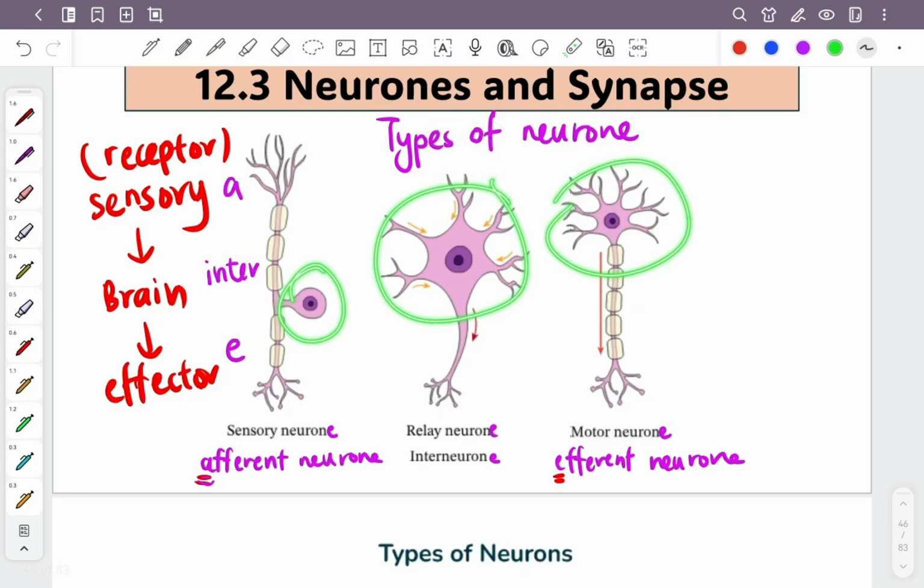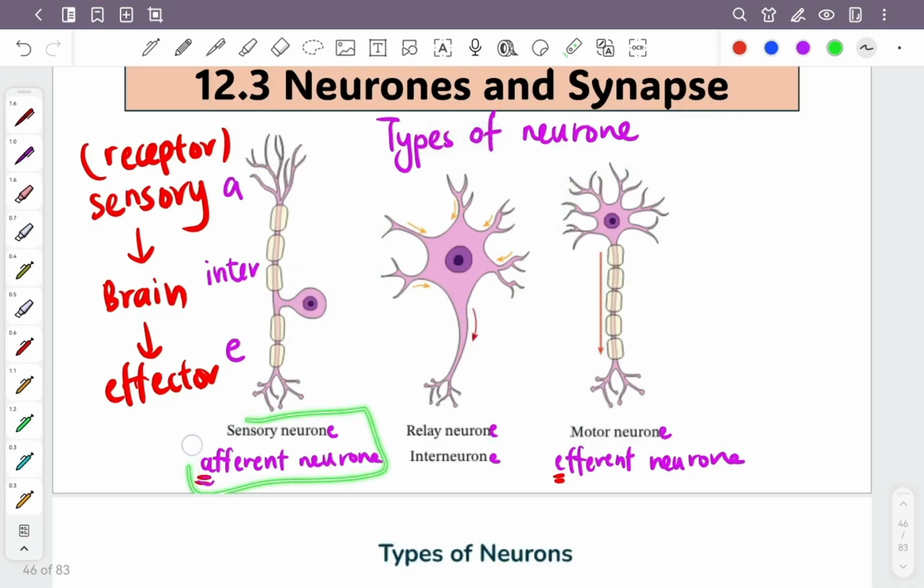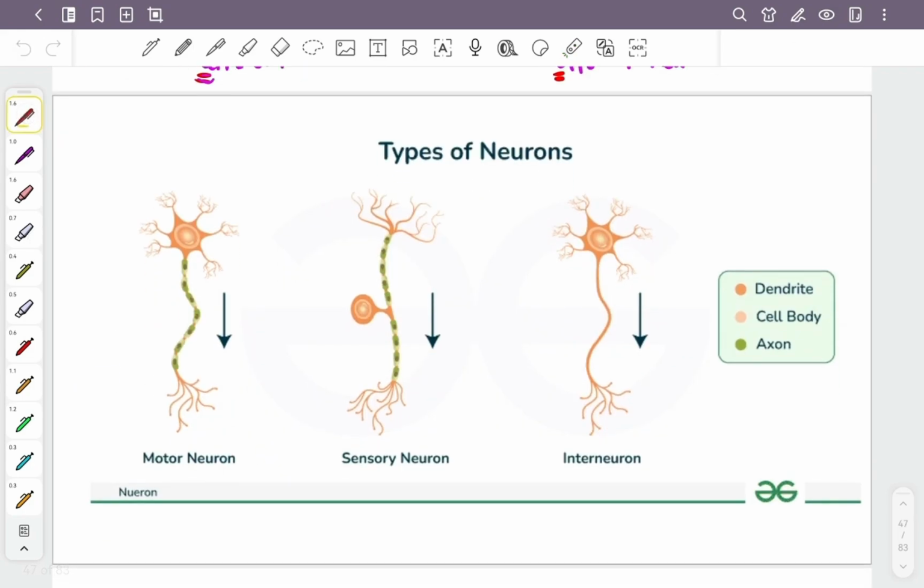So for this one, the sensory neuron or the efferent neuron, you can see the cell body is located at the middle of the neuron. Understand? This one, the cell body is very big, but you don't really see the myelin sheath. And this one is the example that we used just now. You see the cell body is at the end of the neuron. Once again, this one does not have myelin sheath. But this is just generally, there might be some interneurons that have myelin sheath. So this is based on the picture, how you are going to differentiate.